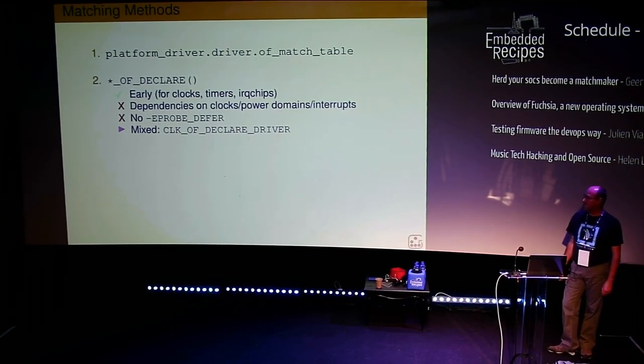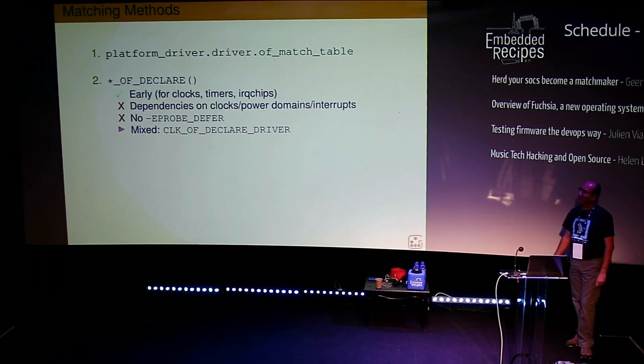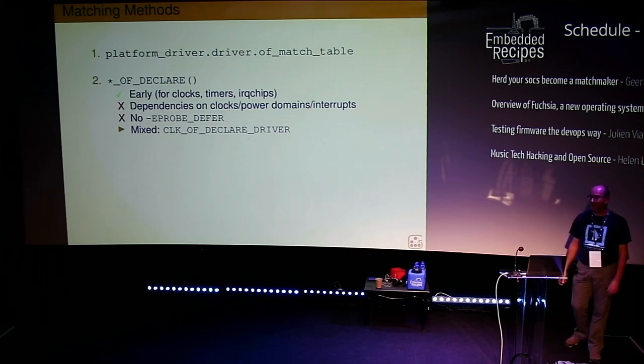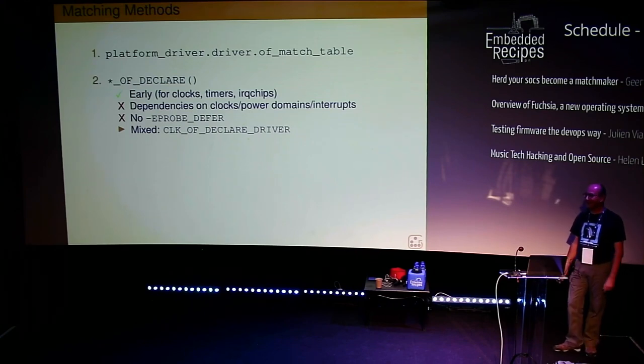A disadvantage of using this way compared to the platform driver approach is that if those clocks, timers, or interrupt controllers have dependencies on other clocks or power domains or other interrupts, then you have a problem. So the ARM GIC interrupt controller on most Renesas SoCs is actually part of a power domain and it has a clock. So if you want to handle that correctly, then basically the clock controller and the power domain controller should be running before Linux starts using interrupts, which is really early in the system.